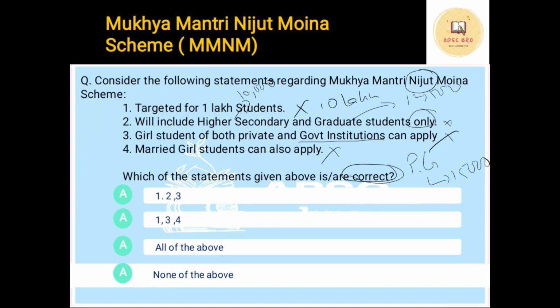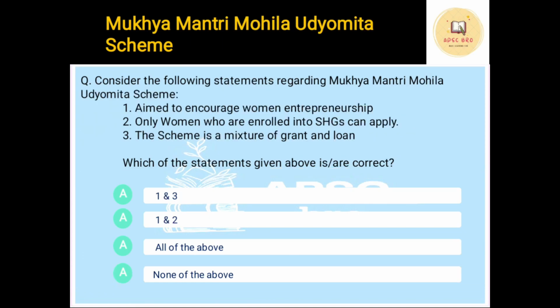Next question. There's another important scheme that was mentioned in this year's Assam budget, which is the Mukhyamantri Mahila Udyamita scheme. Consider the following statements regarding the Mukhyamantri Mahila Udyamita scheme, and we have to pick out which one is correct. First, it is aimed to encourage women entrepreneurship. Second, only women who are enrolled into SHGs can apply. SHG means self-help group, that is Atmasahayak group in Assamese. Third, the scheme is a mixture of grant and loan.